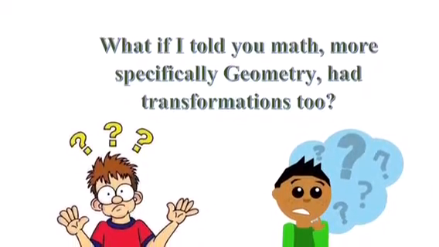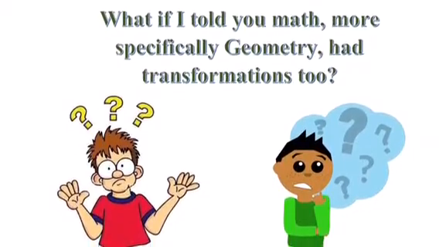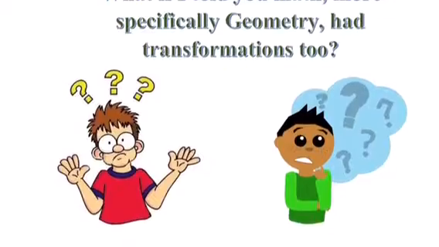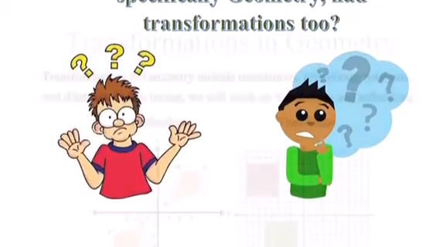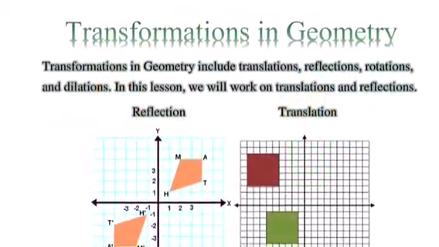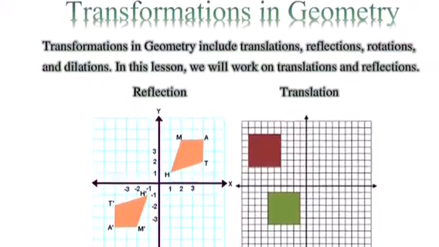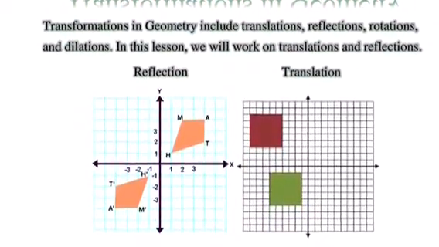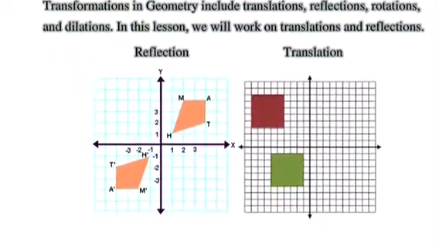What if I told you math, more specifically geometry, had transformations too? It's not the same as solving a problem and getting an answer. It is shapes actually transforming. The four transformations in geometry are translations, reflections, rotations, and dilations. Today we will start out with reflections and translations.